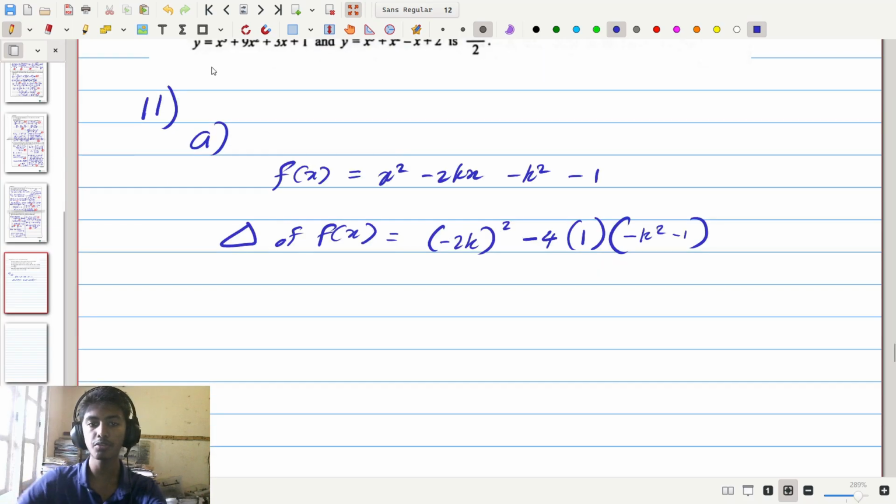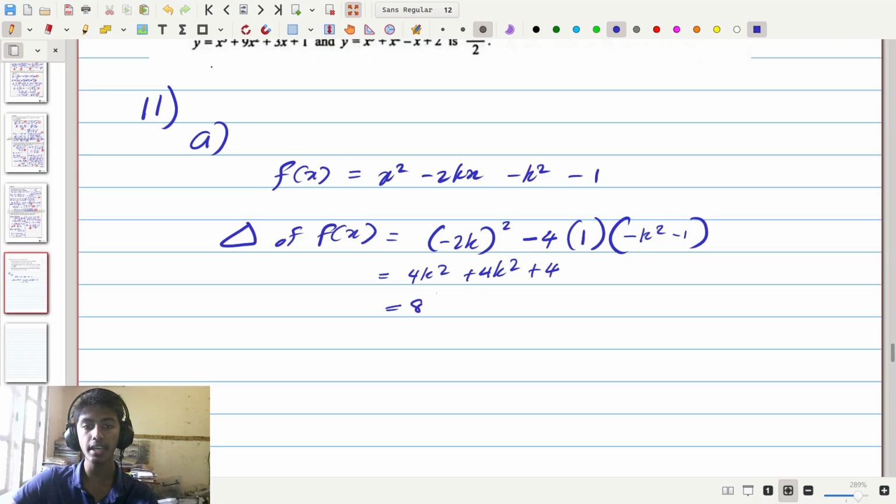Now if we simplify this, we can see that this minus 2k whole thing squared is going to give us 4k squared. This minus 4 times 1, we can actually eliminate the 1. Minus 4 times minus k squared is going to give us plus another 4k squared. And then minus 4 times minus 1 is going to give us plus 4. Simplifying down, we get plus 8k squared plus 4.